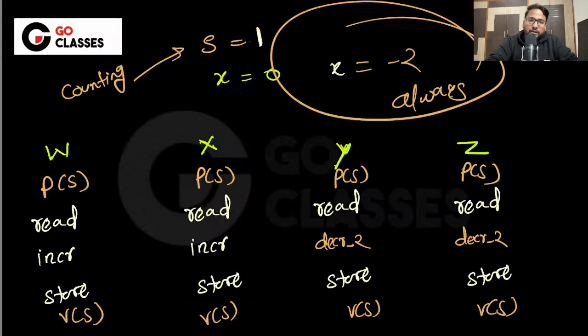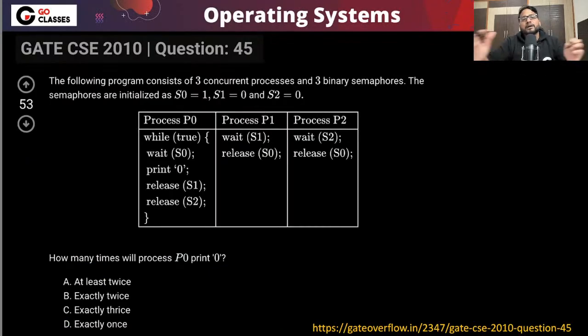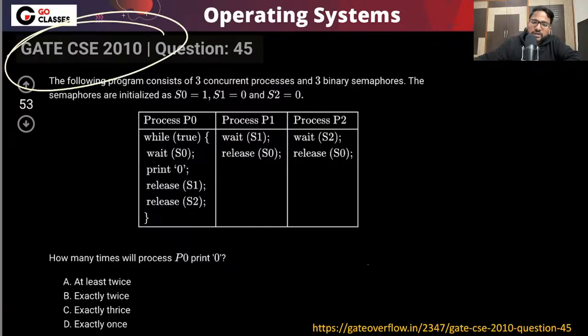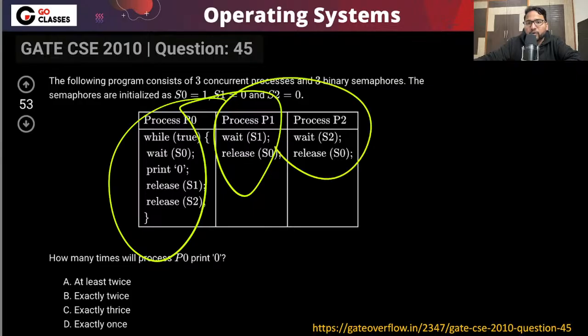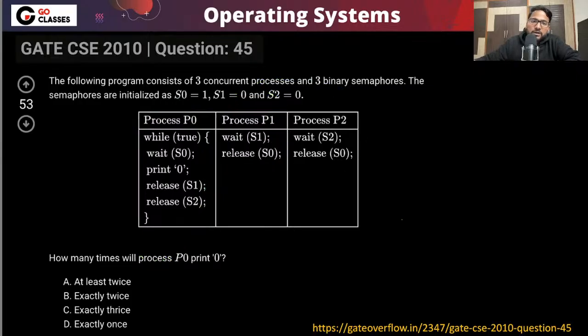Let's solve probably this problem. Let's see what this question is asking. This question was asked in GATE 2010. They are saying the following program consists of three concurrent processes and three binary semaphores. It consists of three concurrent processes P0, P1, and P2, and three binary semaphores, where the values are initialized like this.